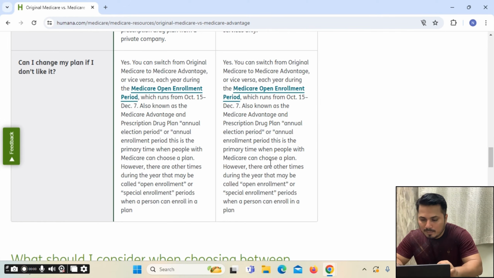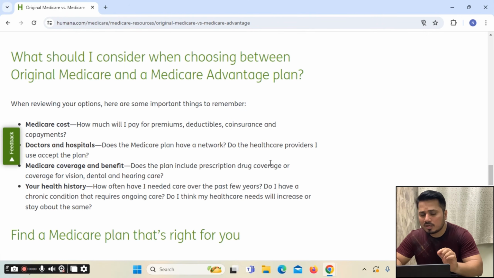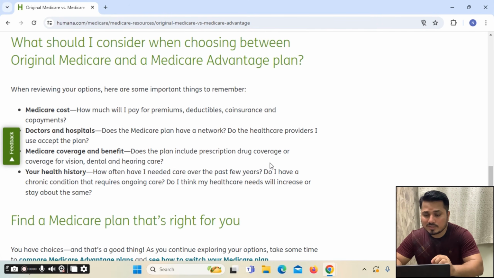This is the primary time when people with Medicare can choose a plan. However, there are other times during the year that may be called open enrollment or special enrollment periods when a person can enroll in a plan. Now, in both cases, the answer is the same. All right. Now, what should I consider when choosing between original Medicare and a Medicare Advantage plan?